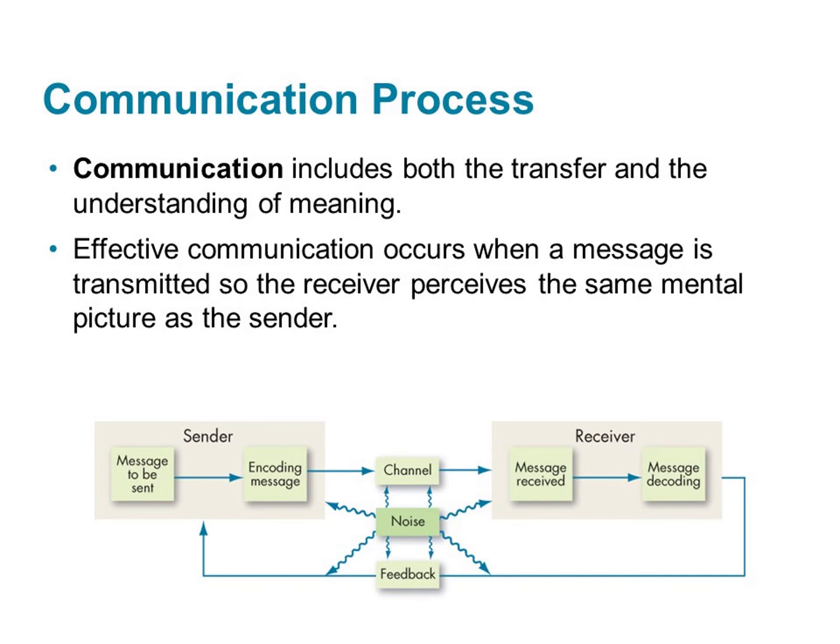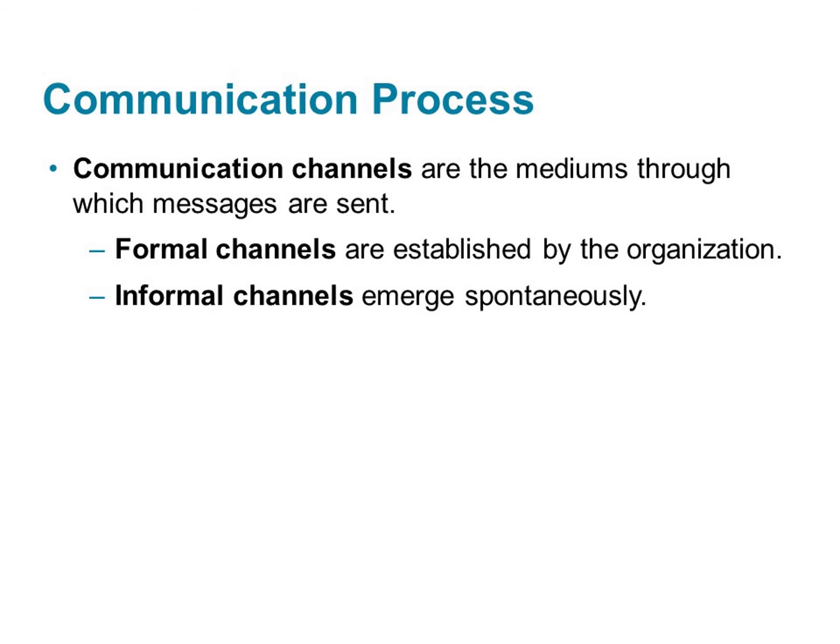As this exchange occurs, 2 things are happening. 1, all kinds of things can go wrong. We call these things noise. 2, the sender uses feedback to decide whether the receiver understood the message, and the receiver uses feedback to interpret the true meaning of a message. So let's take a closer look at 3 of these concepts that you see at the center of this image: channels, noise, and feedback. The channel is the medium through which the message travels.